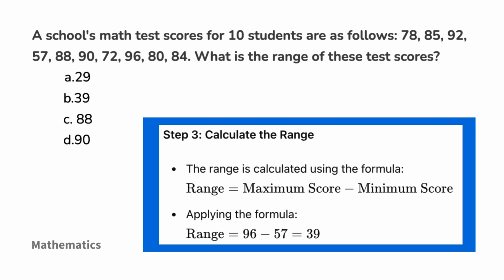Now it's time to calculate the range using the formula: range equals maximum minus the minimum score. And here we can see that comes out to 39. Is that what you got?